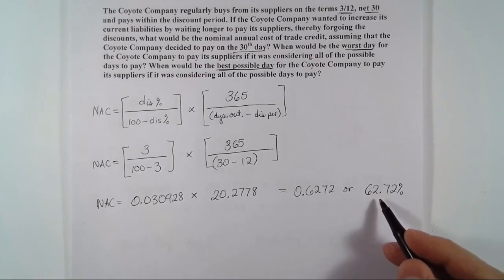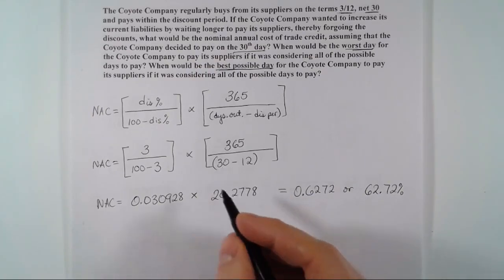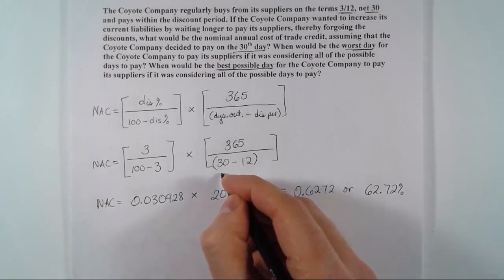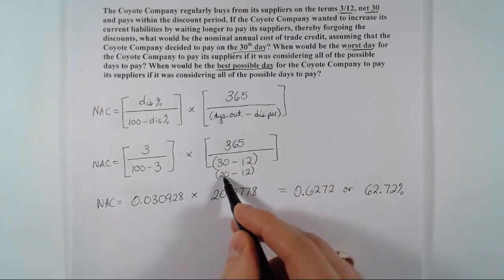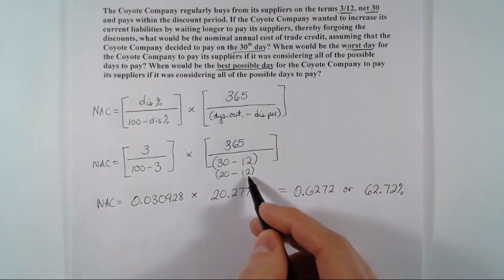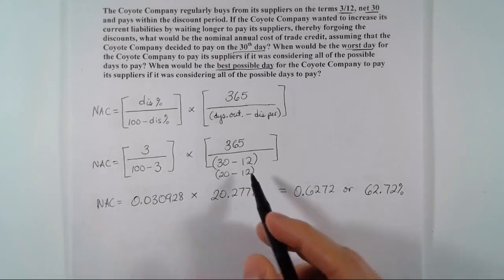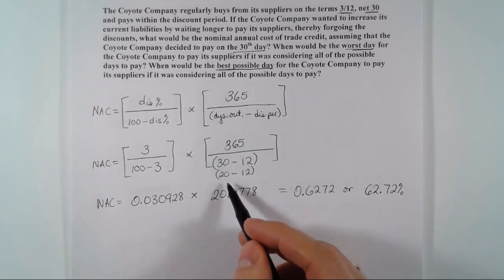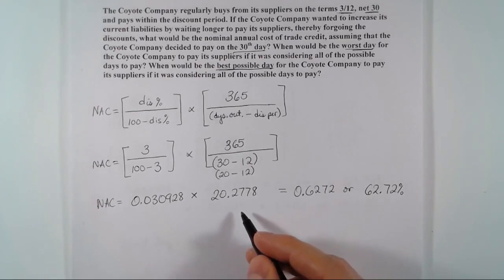However, we could also evaluate what this would look like if we paid at a different point in time. So what if, instead of paying on the 30th day, we paid on the 20th day? Well, if Coyote Company pays on the 20th day, then it's outstanding for 20 days, so we would have 20 minus 12 in the denominator here, which basically means the Coyote Company is procuring an extra 8 days of credit by incurring this penalty. Well, if you work that out, 365 divided by 8, you get a very different number. And I recommend you pause the video to work that out and see what you get.